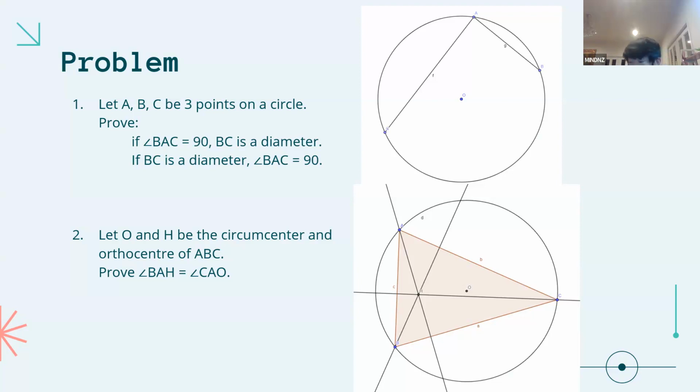Also, if you don't remember from last lesson, the orthocenter, H, is where the altitudes intersect, where the altitudes are perpendicular lines from the vertices to the opposite sides. And O is the circumcenter, which is the center of the circumcircle, which is the circle that contains the 3 points of the triangle.